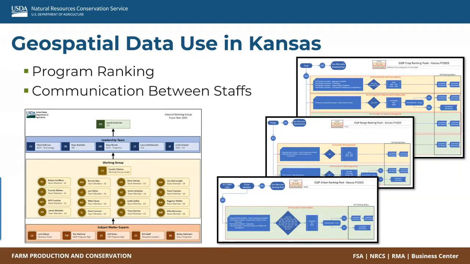So Kansas has used geospatial data in our program ranking since 2003. Our use of it has really developed over time, over the last 20 years, but the ease of use for our field office staff has always been our main focus, our main priority. We started with our own geospatial tools at that time and switched to the CART capabilities when those were released.